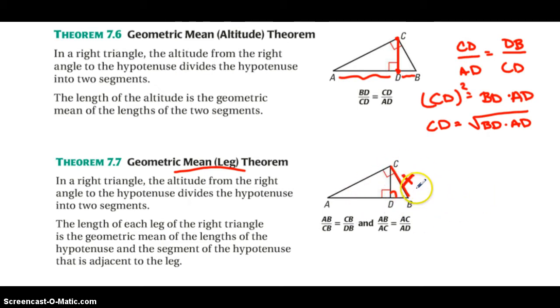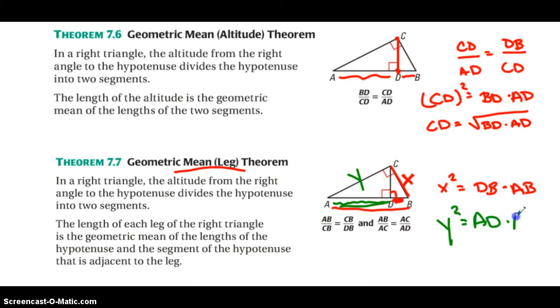Well, this side here becomes the geometric mean, so we can say x squared equals the product of the small piece or the adjacent piece of the hypotenuse, so that would be DB, and the length of the entire hypotenuse itself. Okay, so from the adjacent piece of the hypotenuse and then the entire length of the hypotenuse. So then I call my other leg y, let's say. This y becomes the geometric mean between its adjacent hypotenuse segment, which would be AD, as well as the entire hypotenuse itself. Okay, so let's look at an example.